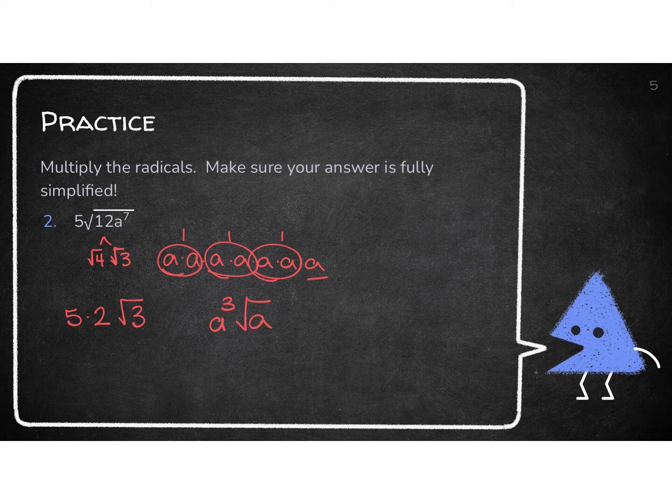So now we're going to put it together. 5 times 2 is going to give me 10. I have a to the 3rd out front. And then I have the square root of 3 and a underneath. I can't simplify that radical anymore, so that's going to be my final answer, and I am done.